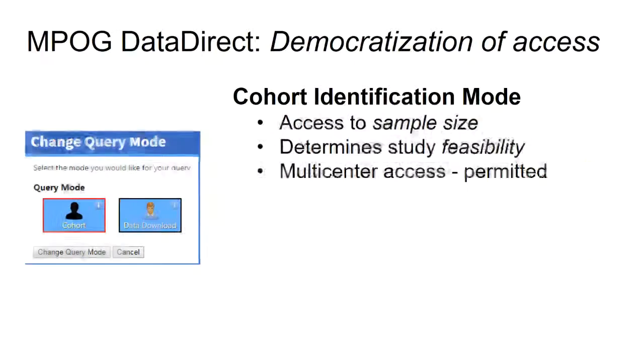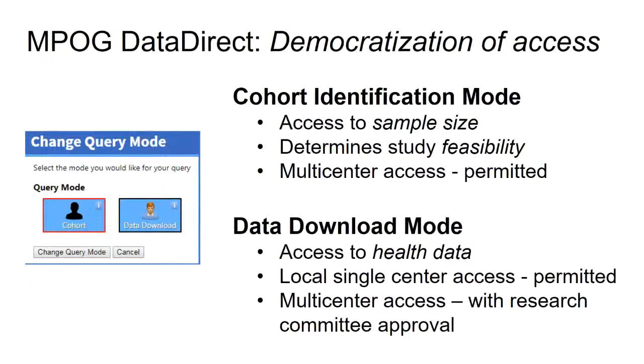We have two modes, and you may already be familiar with this. We have the cohort identification mode, where you can just understand if the study you're proposing is even feasible. Do you have an adequate sample size? You don't need an IRB. Your site participating in MPOG needs an IRB and a data use agreement with the coordinating center, but you personally, as long as you're at a participating institution, don't need an IRB to do this cohort identification. And then the data download mode is when you can actually access the health data.